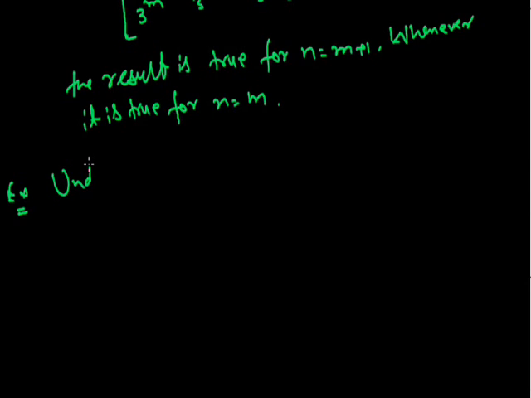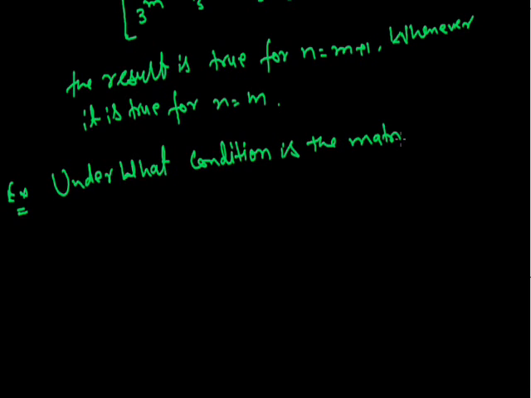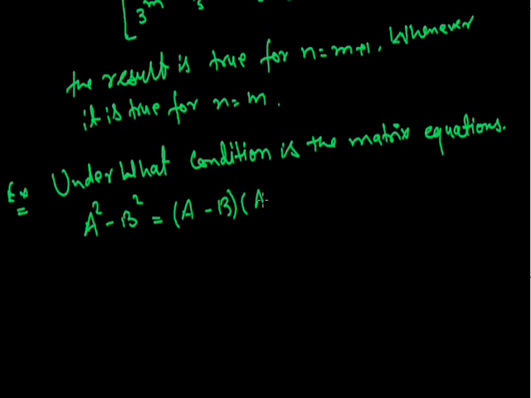Under what condition is the matrix equation A square minus B square equal to A minus B into A plus B true?